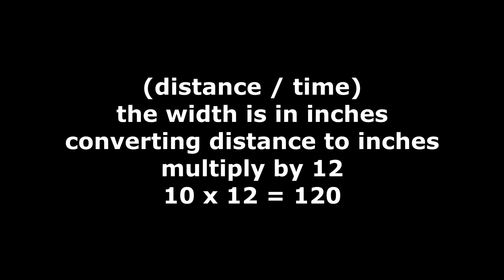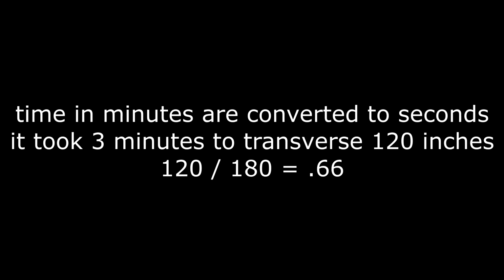So what I have now is my distance of 10 feet, my time in seconds, and what I have to do is convert those feet into inches. So I'm going to multiply my distance times 12. Since I'm using inches, all of my measurements from here on out will be in inches. So 10 times 12 is 120 divided by my time. The time it took for the object to float the 10 feet was right at 180 seconds.